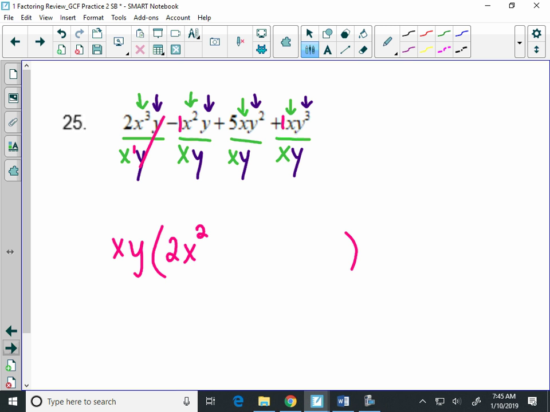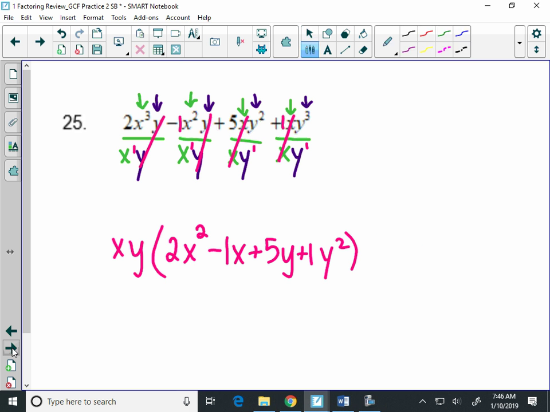Next, negative 1 doesn't change, so I'll have minus. I'll put a 1 there. You don't have to, you can just put a minus. x squared divided by x, 2 minus 1 is 1, so an x. Here the y's cancel again. Plus 5. Now here I have x over x, those x's cancel. The y squared divided by y to the first is just y. And here, plus 1 again. The x's cancel. y cubed divided by y to the first is y squared. It's funky looking, but that's the right answer.